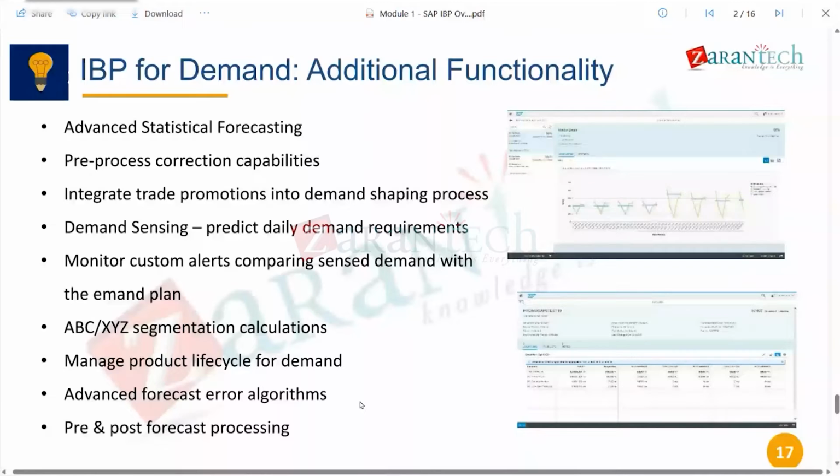The next one is ABC and XYZ segmentation calculation. This is an extremely urgent and important topic, the ABC analysis or XYZ analysis. So do you do the ABC or XYZ analysis or segmentation in your organization? Webo, Victoria, Shana? I'm going to say no, because this is the first I'm hearing of it. Okay.